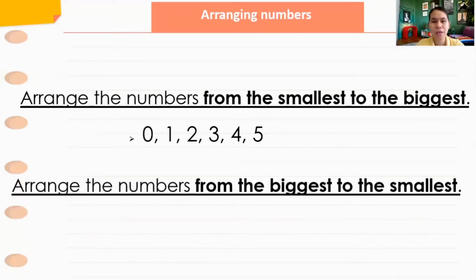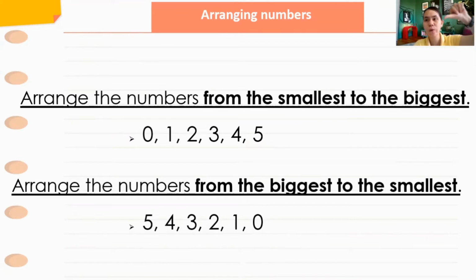Next, arrange the numbers from the biggest to the smallest. Swap, okay? We have here the easy example, 5, 4, 3, 2, 1, 0. It means the numbers are decreasing, going down.